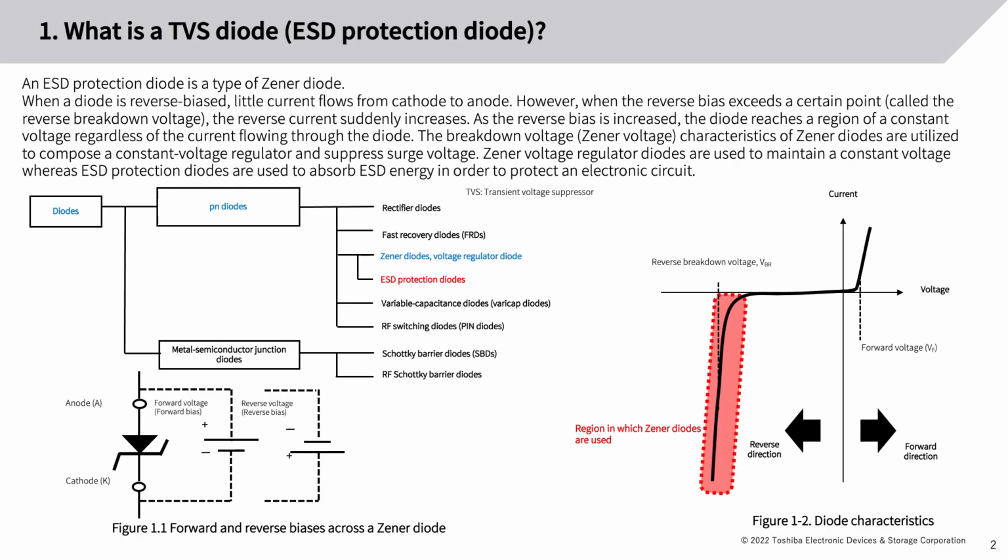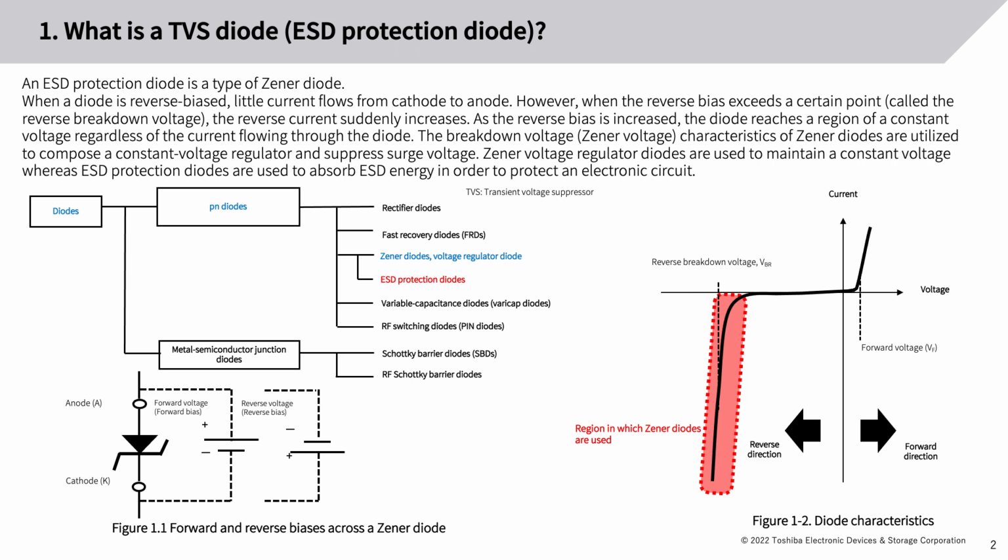1. What is a TVS diode, ESD protection diode? An ESD protection diode is a type of Zener diode. When a diode is reverse biased, little current flows from cathode to anode. However, when the reverse bias exceeds a certain point, called the reverse breakdown voltage, the reverse current suddenly increases.